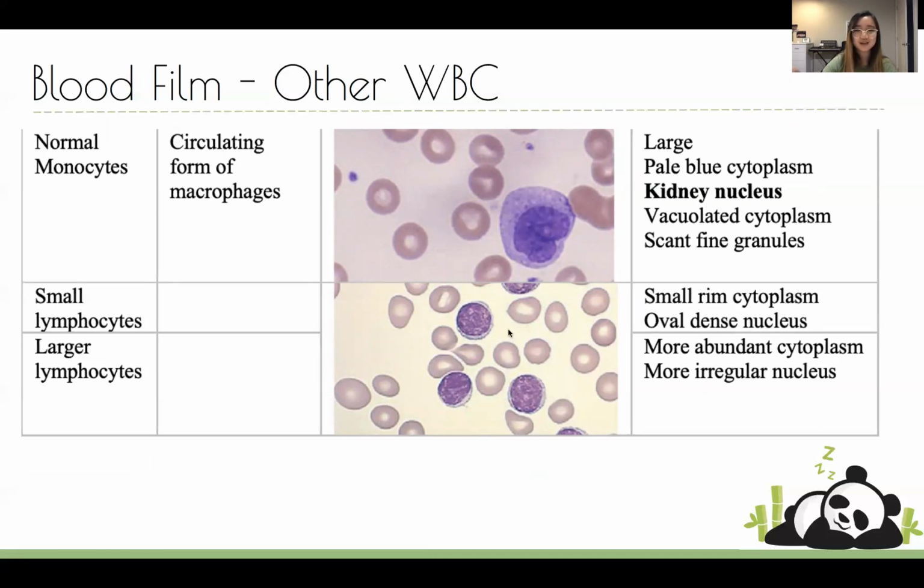And then these are your lymphocytes, so your B and T cells. They just look like they have this huge nucleus, and they can be small or large. Not too important to know the difference.